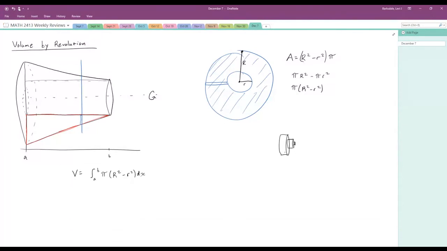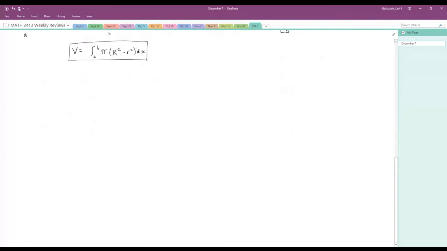The shell method has the same cylinders in a different way, so we'll get to that later on. But this is the washer method idea, and this is where our whole formula comes from. So as long as you can sketch out a nice picture and figure out what your capital R and lowercase r should be, so what your outer radius and inner radius are, then you can set up your equation and solve your problem. So let's go ahead and do an example.